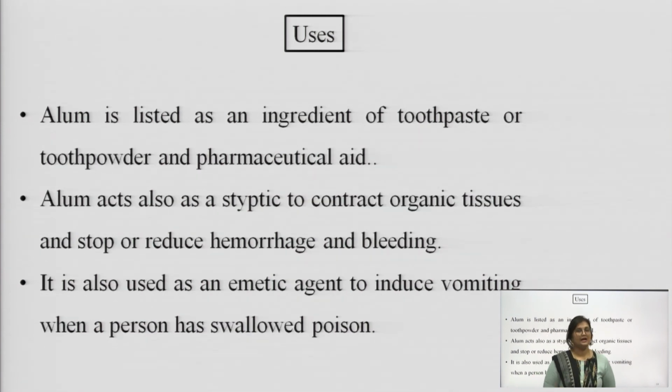Alum is listed as an ingredient of toothpaste or tooth powder and as a pharmaceutical aid. Alum also acts as a styptic to contract organic tissues and stop or reduce hemorrhage and bleeding. It is also used as an emetic agent to induce vomiting when a person has swallowed poison.